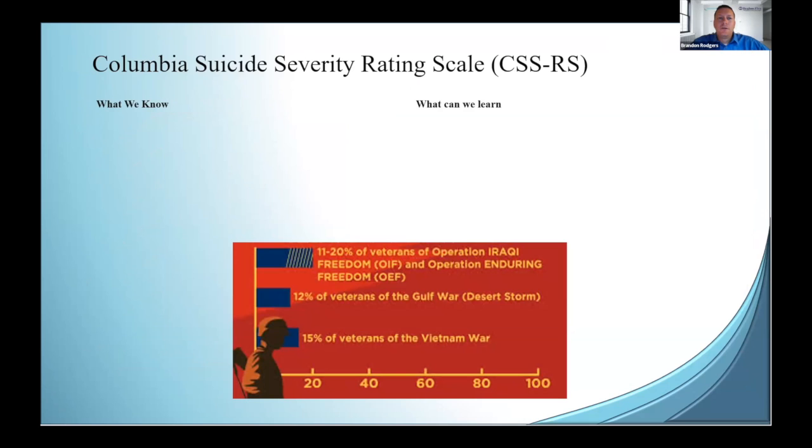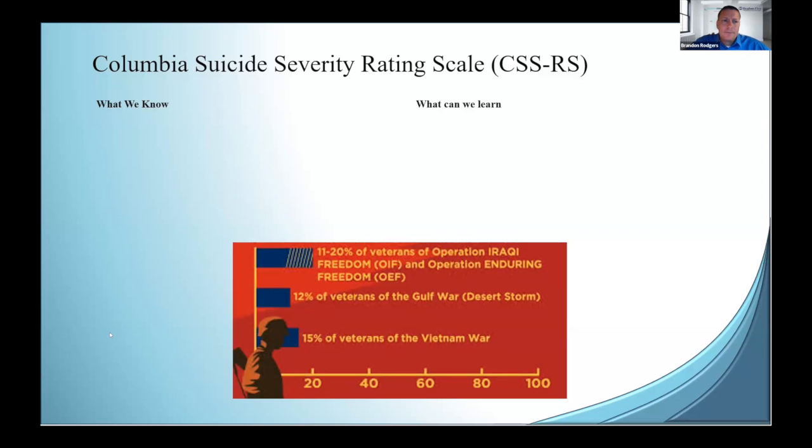All right, so Columbia Suicide Severity Rating Scale, or the CSSRS. And so we collect this on every veteran or service member or their family member that comes in, and try to collect it, I think, on all intakes. And we think about this a lot with our veteran services, and it's because suicide rates are so high amongst our veteran community.